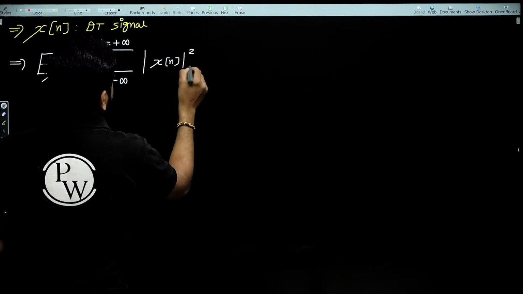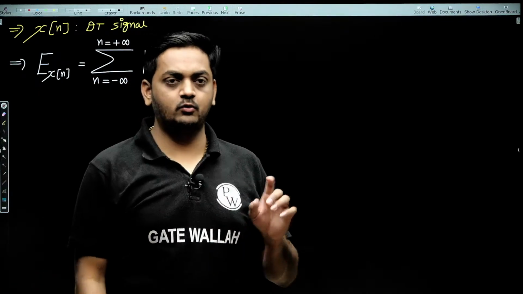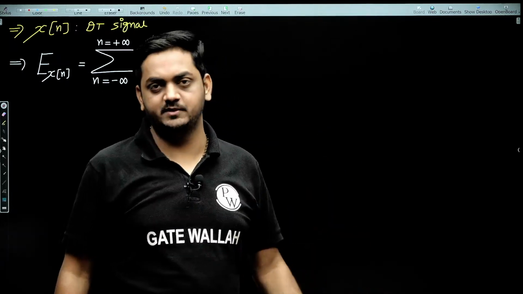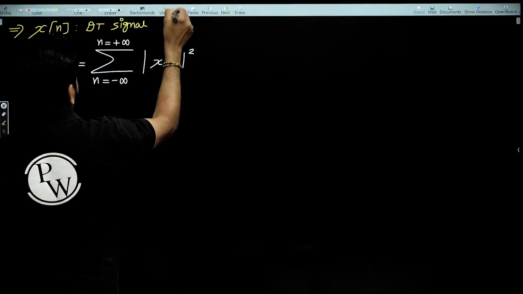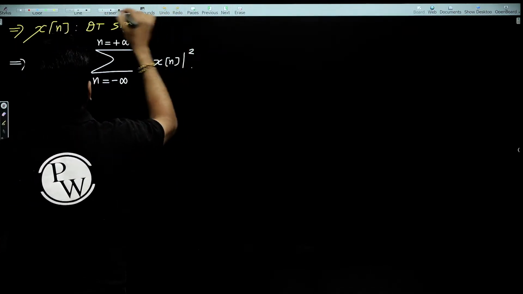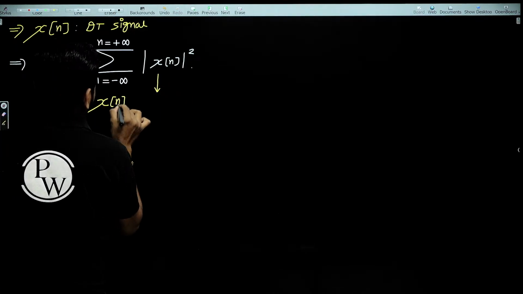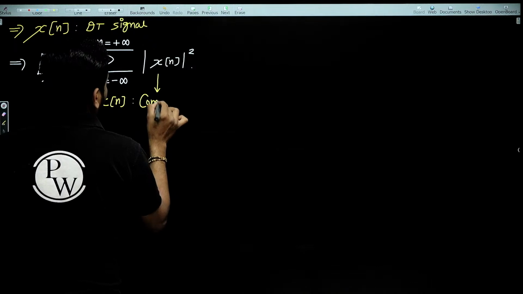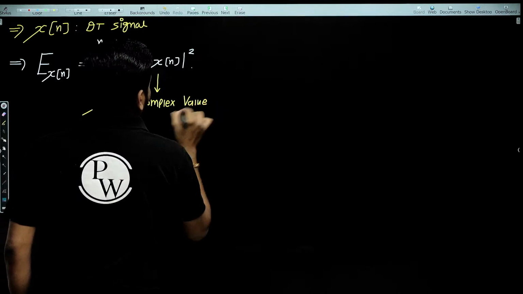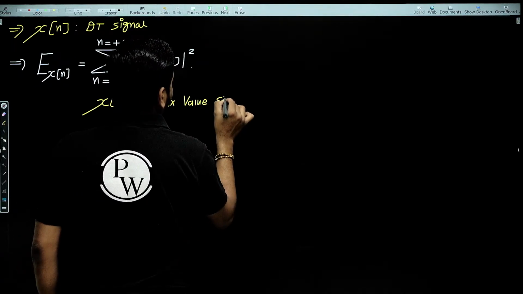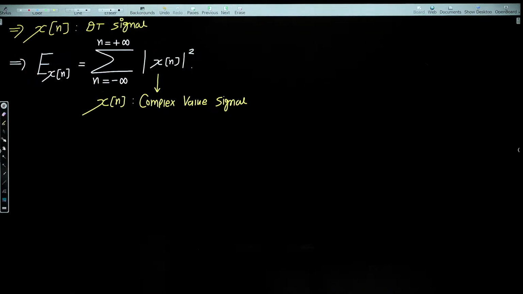Simply take the magnitude of the sample, then square it, then simply sum. So you square each and every sample, then finally sum. That's it. For discrete time, it is very much easy. Again, we are considering the modulus because x of n can be a complex valued signal. Correct? It can be a complex valued signal.